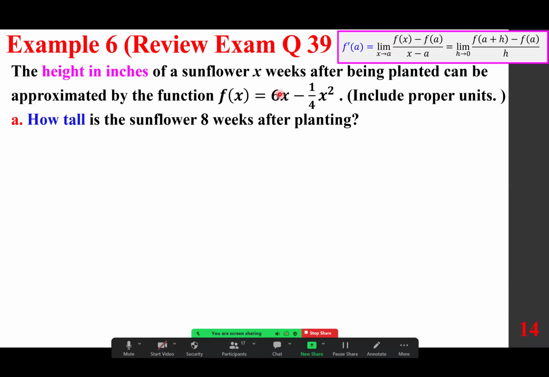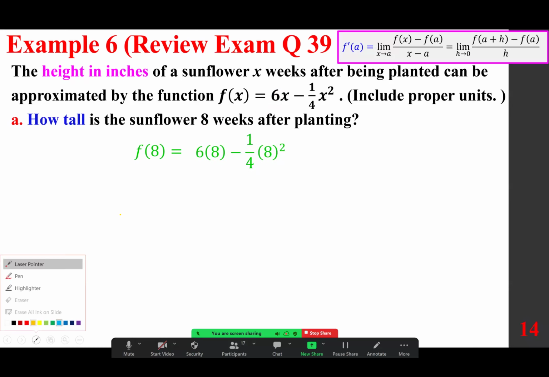This is the height in general. After 8 weeks, replace the x with 8. So they're asking for f of 8. And so 6 times 8 minus 1/4 of 64, 48 minus 16, 32 inches. So always report with proper units.